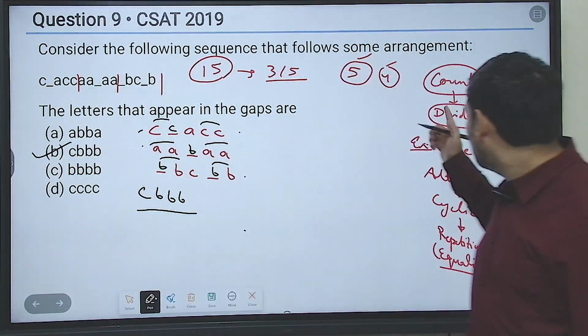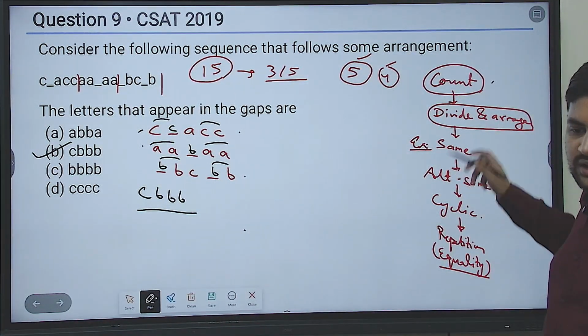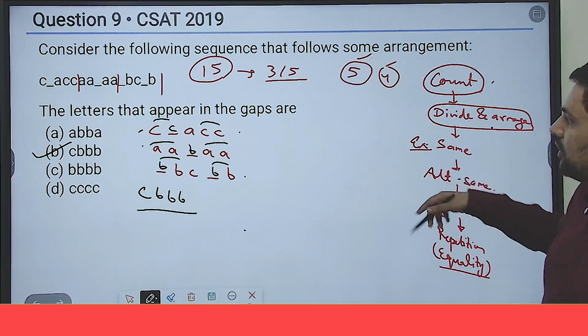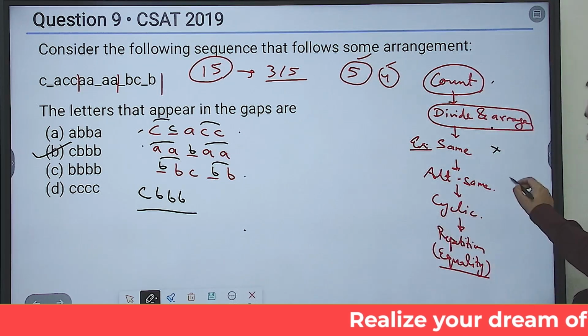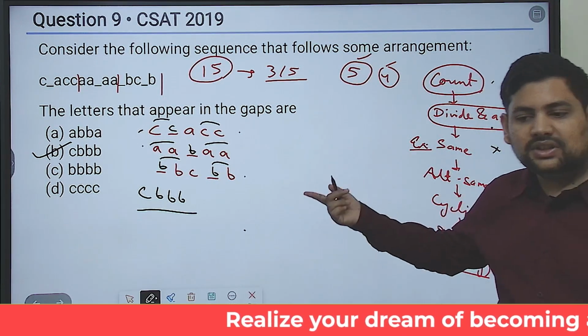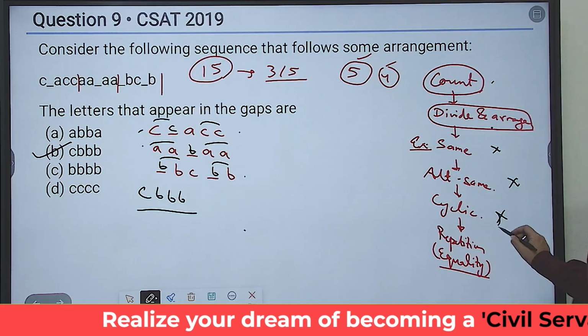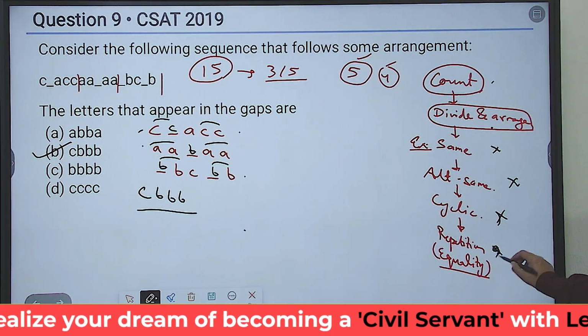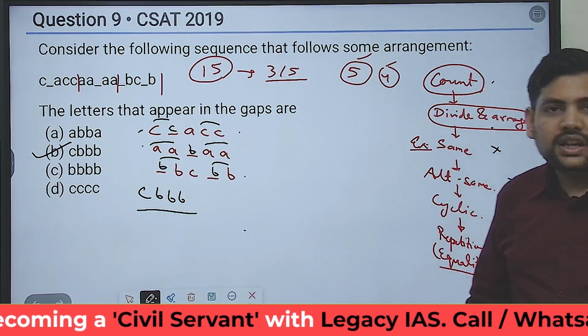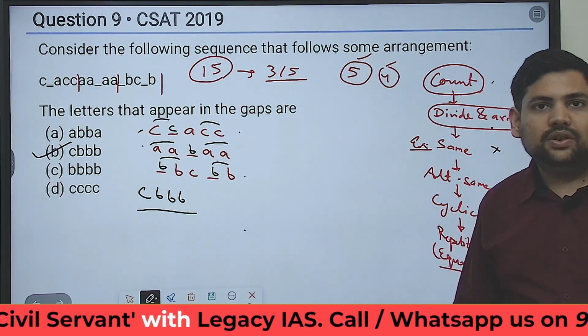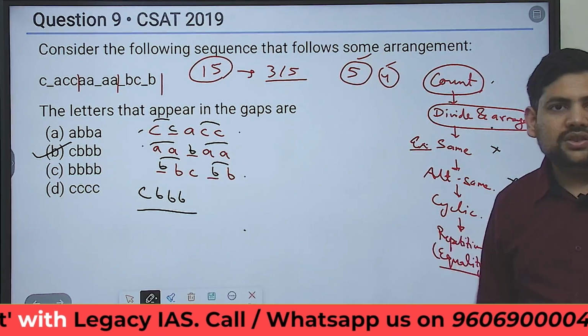What did you do? First you count the number, then you divide it into groups, then you try to make them exactly same. This was not possible. Then you tried for alternative same. That was also not possible. Then cyclic, made up of same letters. That was also not possible. Then you looked at equality with respect to repetition, so there should be equality with respect to repetition of all letters. You tried that and you got the answer.